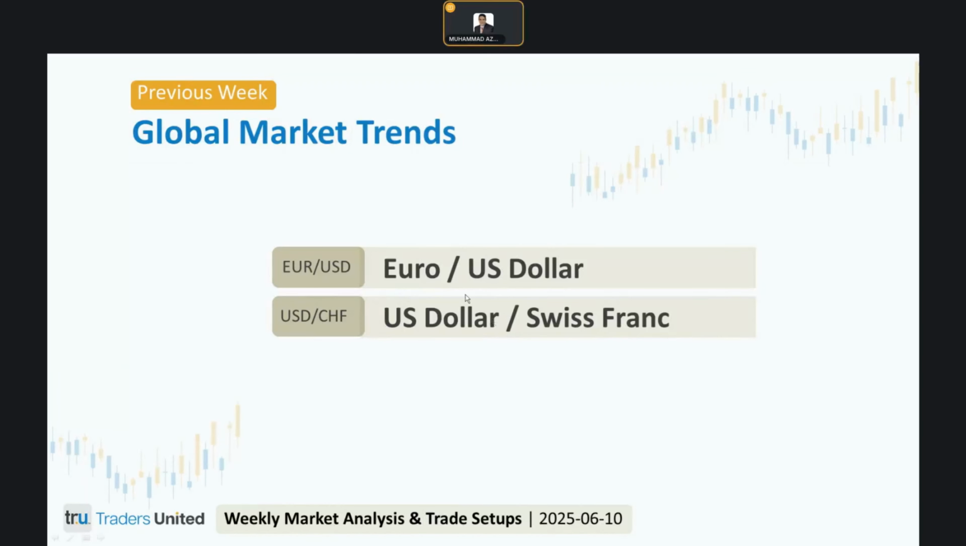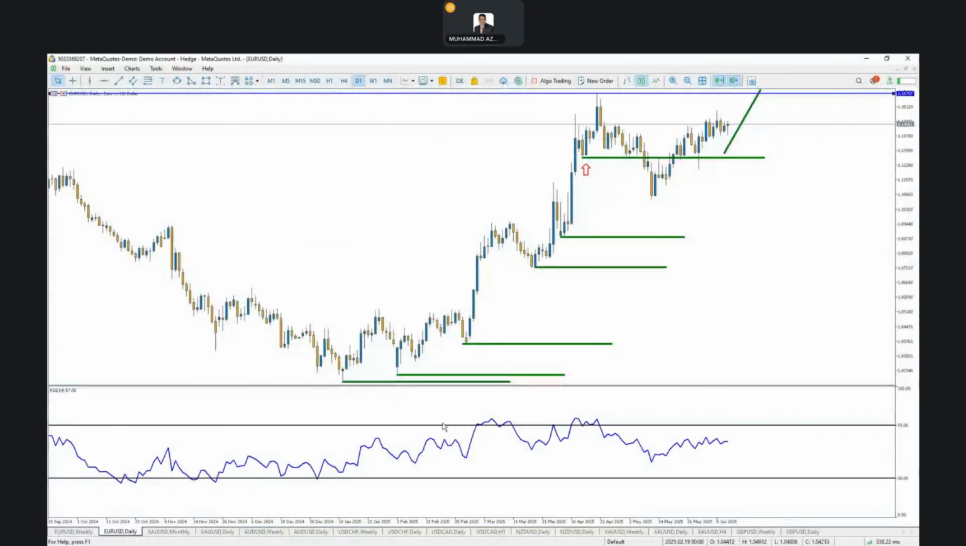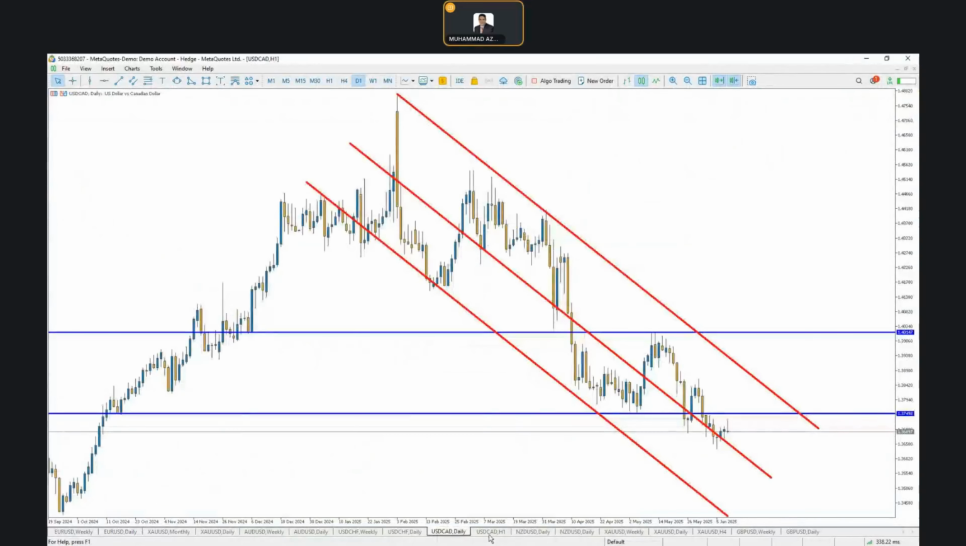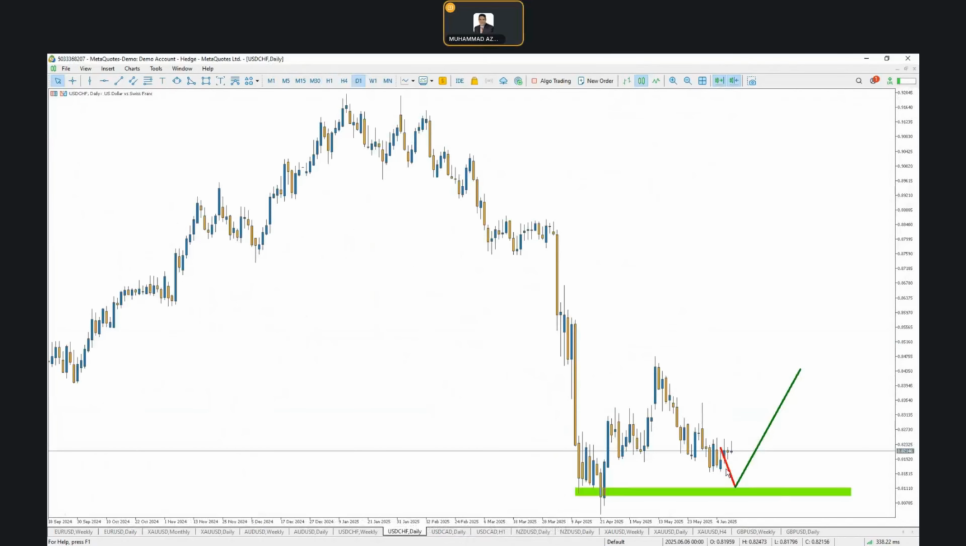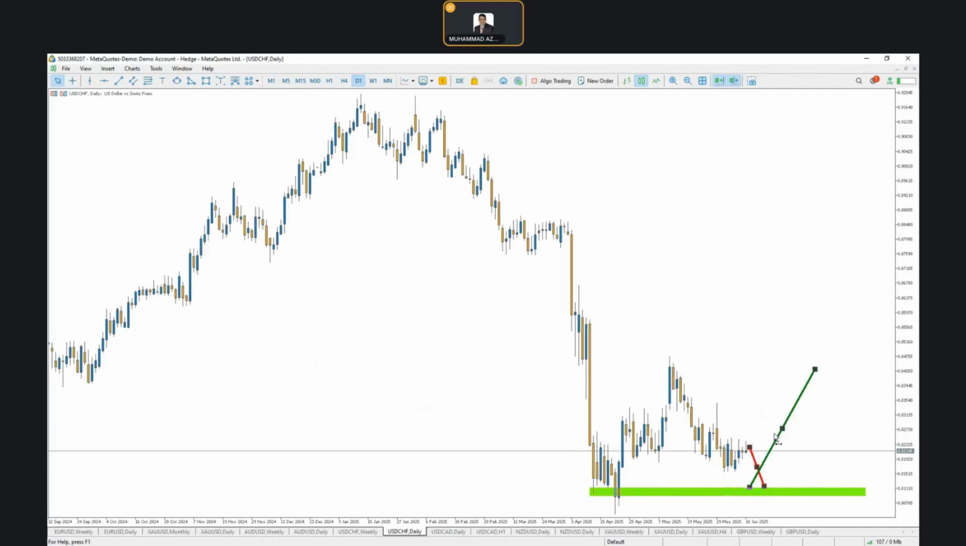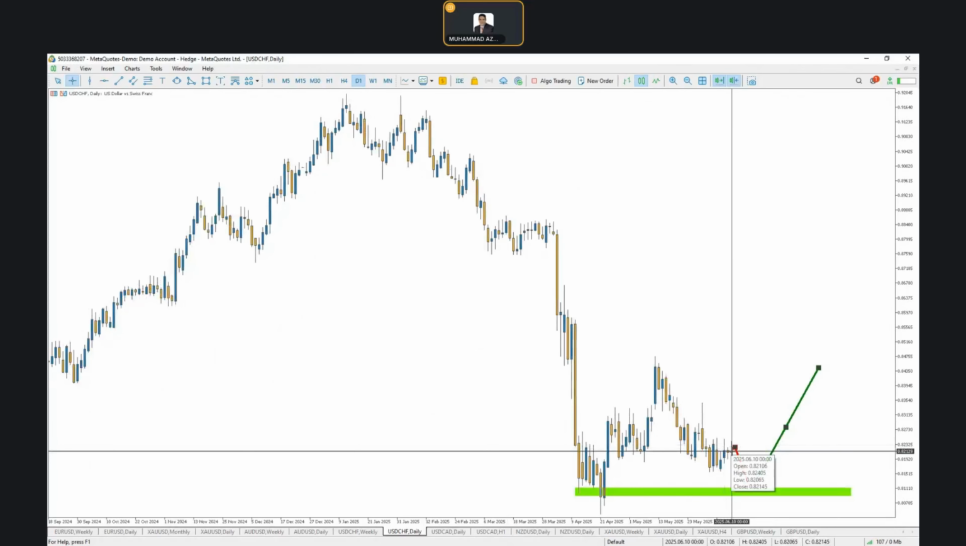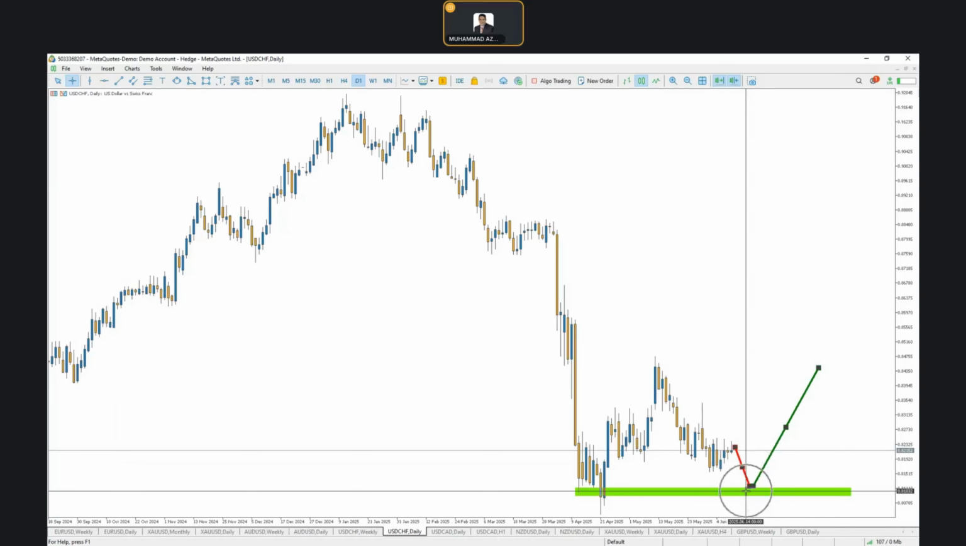Okay, next one is, let's talk about the euro dollar and US dollar Swiss franc. Now, if you take a look at US dollar Swiss franc, the way I see it, the market was trying to go sideways overall. So I think the United States dollar versus Swiss franc currency pair is most likely going to drop further. So we have some support down over here.